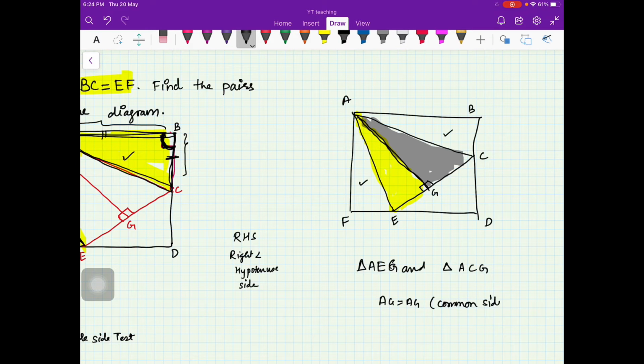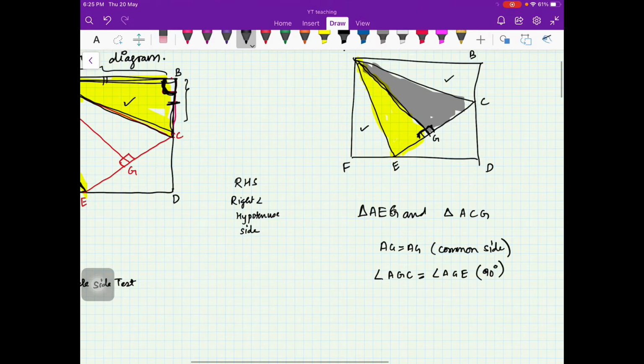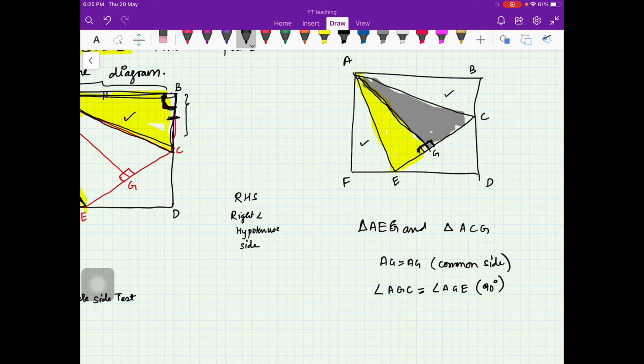This side is contained by both the triangles, and this angle is 90 and this angle is 90. So you have angle AGC equal to angle AGE, each 90. And what else do you have? Also AE and AC are equal. Can you tell me why?